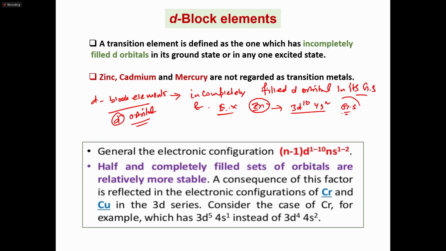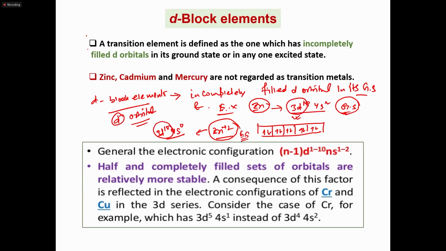In this ground state electronic configuration, the d orbitals are totally filled up, because the d orbitals can have a maximum of 10 electrons. So the 10 electrons are already there in the ground state. In the excited state, suppose the zinc 2+, the electronic configuration will be 3d10 4s0. So in the ground state and also in the excited state, the d orbital is totally filled up.